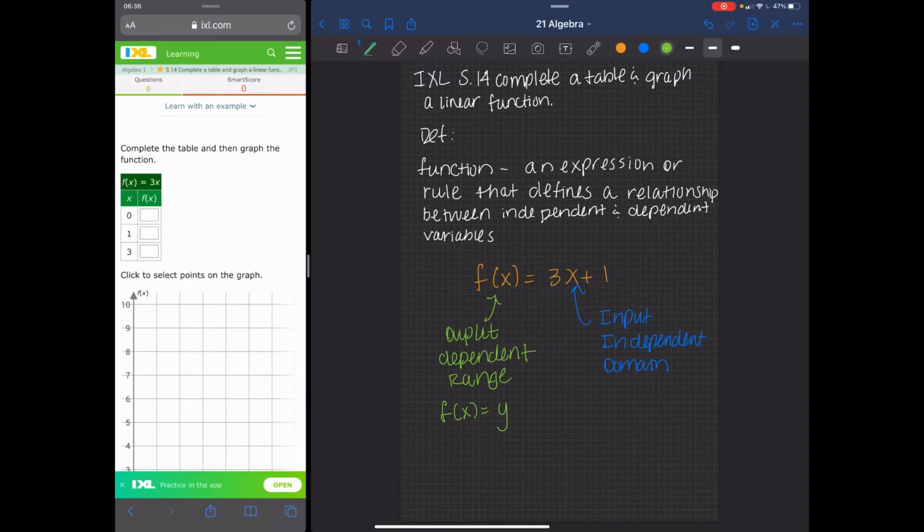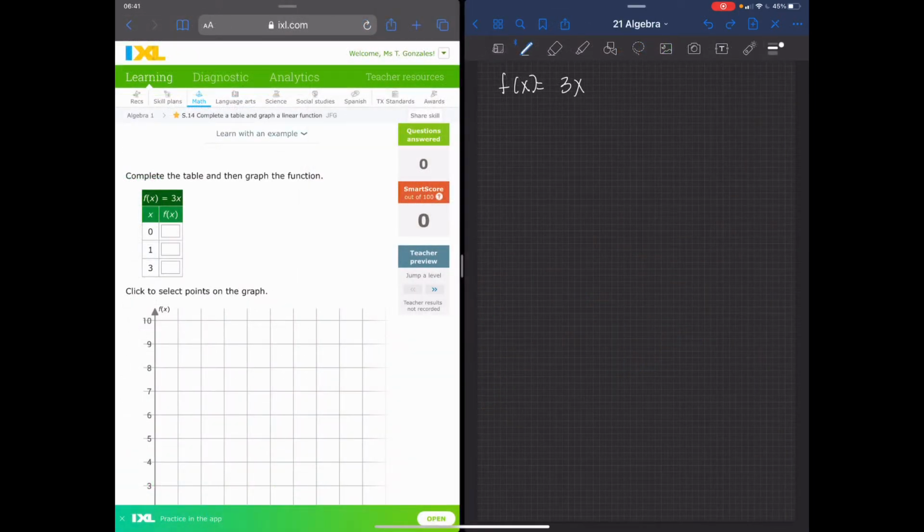So the rule is basically the math operations, which in our case is PEMDAS. And then the graph of the function. The function that's given to us is f of x equals 3x. So we're going to go ahead and make a table.